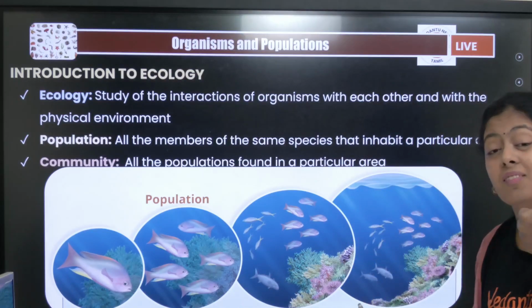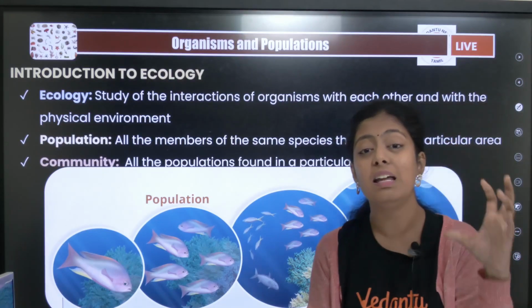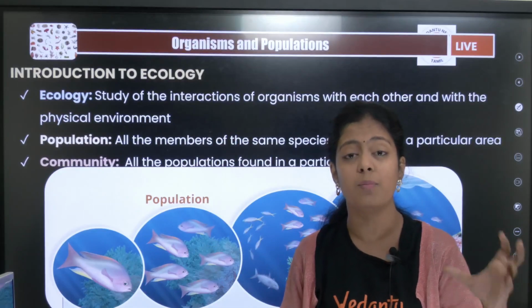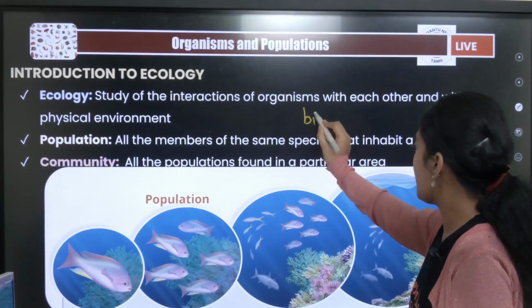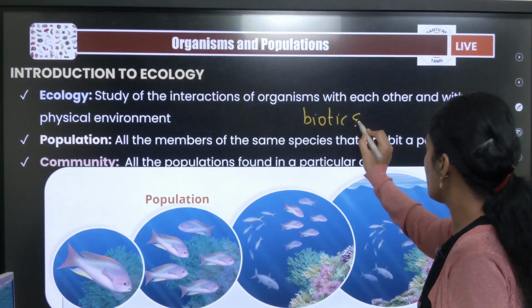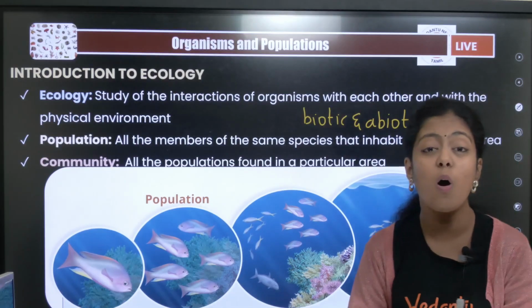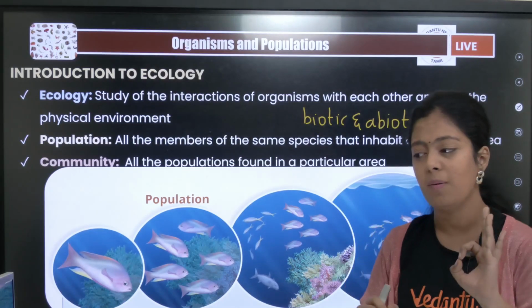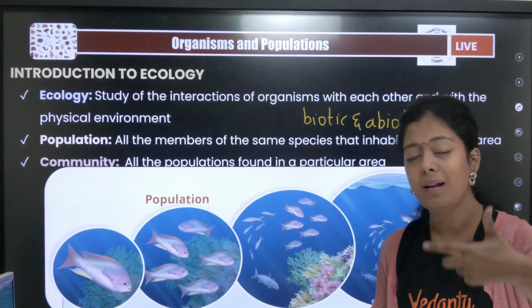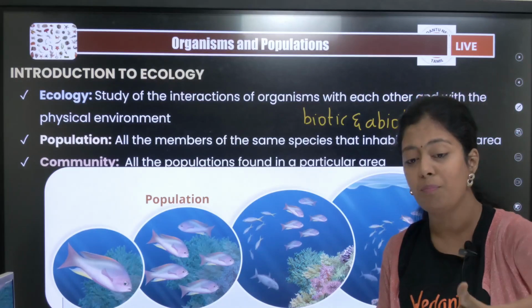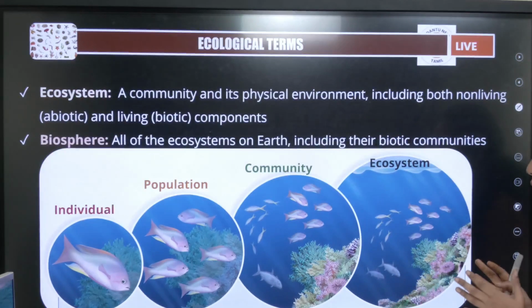So first we have ecology. As I already discussed, it is a study of the interaction of living and non-living components, or simply I can write it down as a study of the biotic and abiotic environment. The study of the biotic and abiotic environment is what we call ecology. Very important point: you should understand that organisms form populations, populations form communities, communities form biomes, and many such biomes form the biosphere. I will write down the flow chart for you guys.